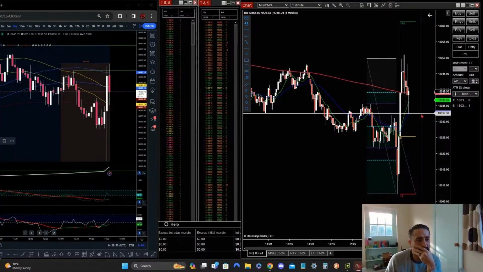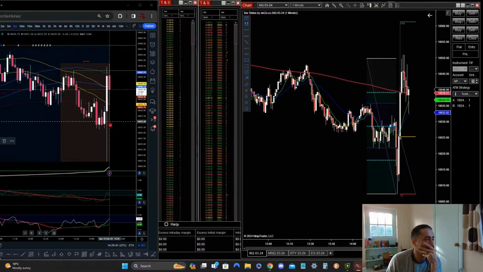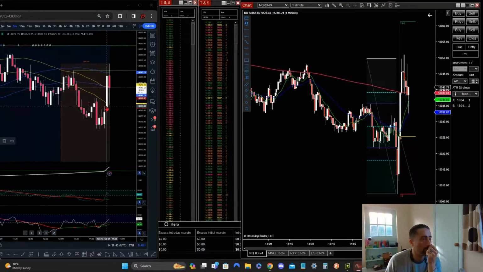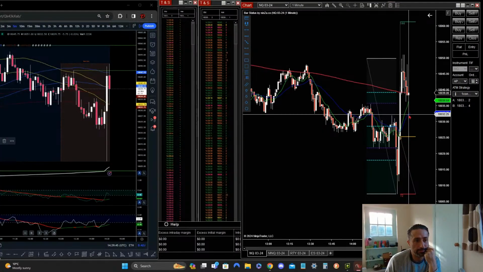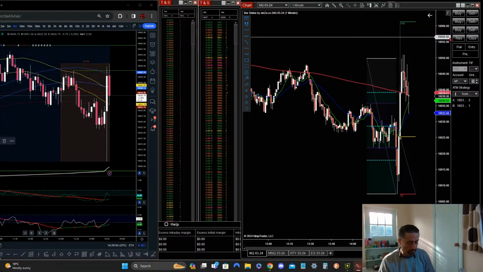On the 1 minute, it's a way bigger looking gap. Oh no, sorry, the gap is from the 5 minute. Looks like a small gap, but there's a big gap here. We're about to get a pretty bullish bar, but nowhere close. Sorry, 1 second.